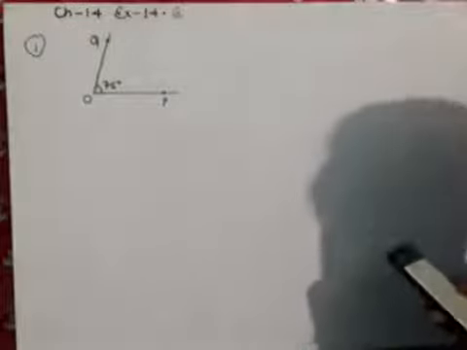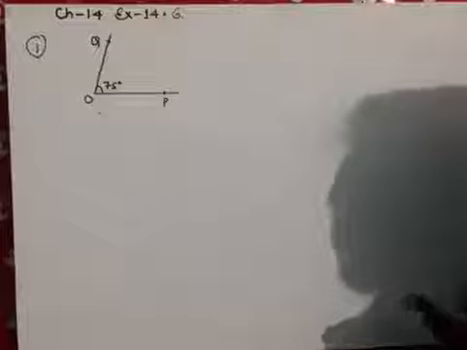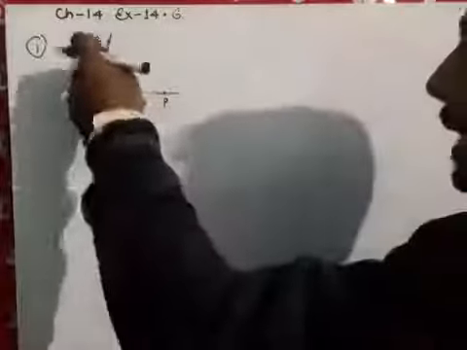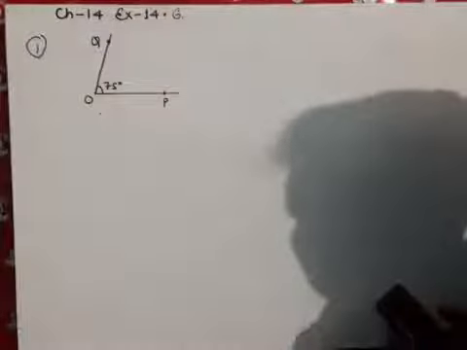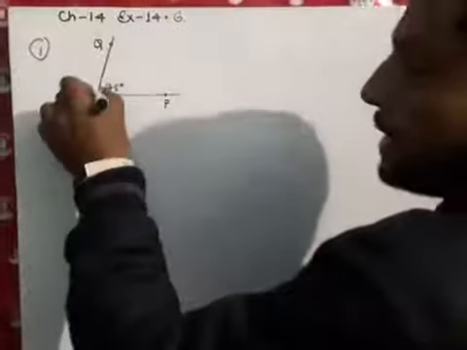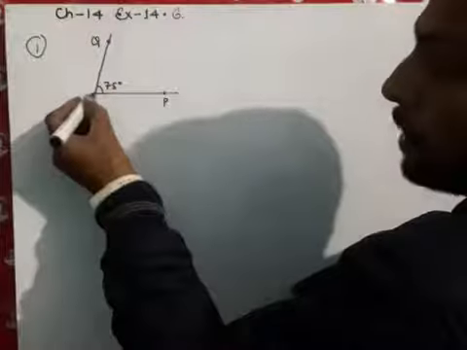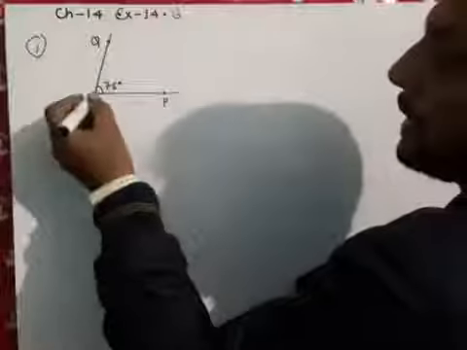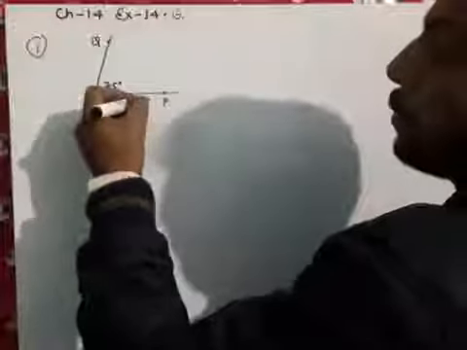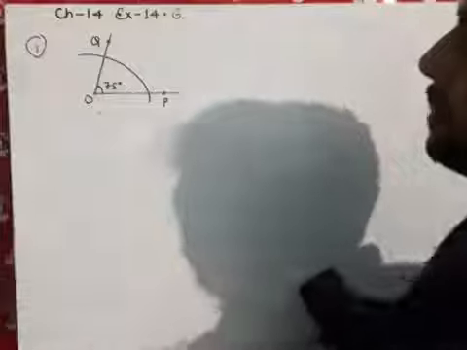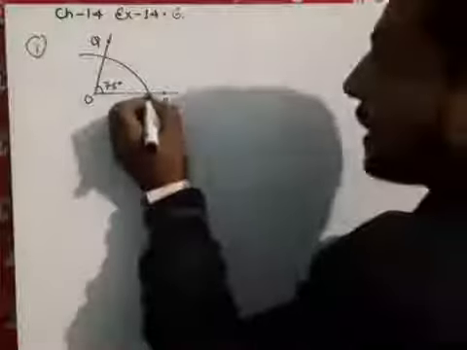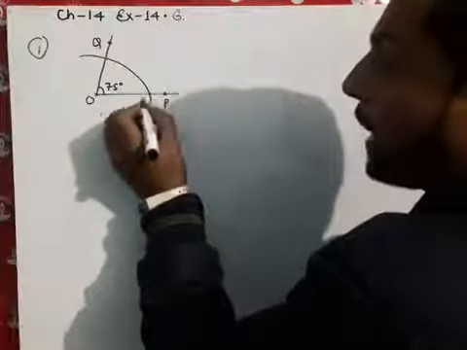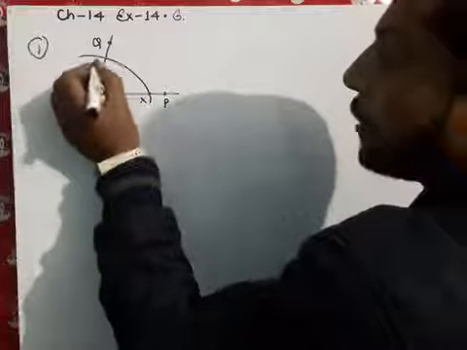Now the question is saying, draw the line of symmetry. So line of symmetry means you have to bisect it. You have to do the bisection of this angle. So you have to place the compass point here and take some distance in the compass. Then you have to mark like this. Make one arc. This arc is intersecting OP at X and OQ at Y.